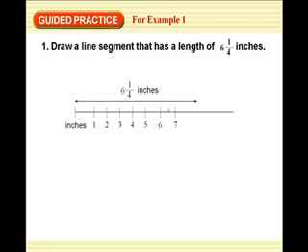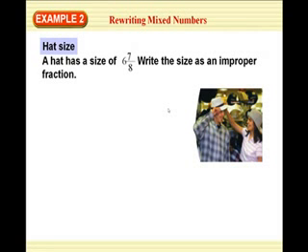Alright, example number 2, rewriting mixed numbers. A hat has a size 6 and 7/8. Write this size as an improper fraction. Okay, so 6 and 7/8, and we do that little half circle thing. We got 6 whole things split into 8ths, so 6 times 8 is 48, and then 7 more would be 55 over 8. That's all you do.